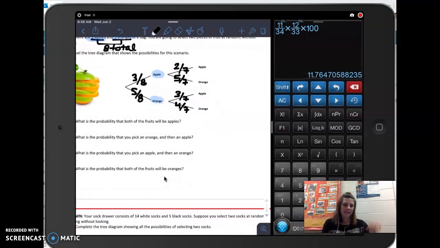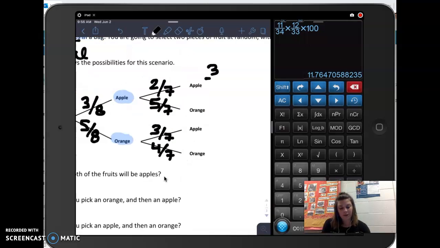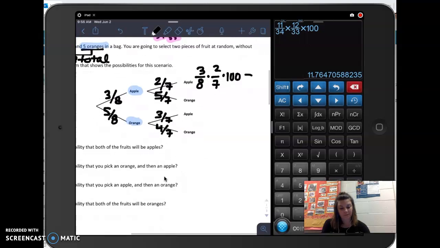All right, let's set up our tree diagram and find all the probabilities. So this first probability of apple is going to be 3 over 8 times 2 over 7 times 100 to make it a percent. Then we have 3 over 8 and then 5 over 7, and then times 100 to turn it into a percent. So again, this path goes with this.